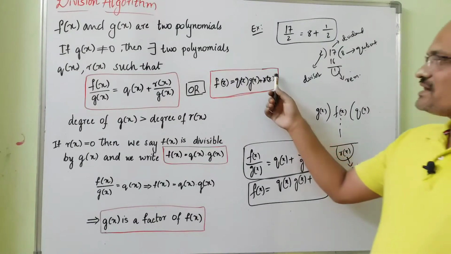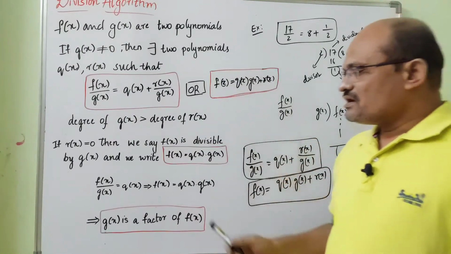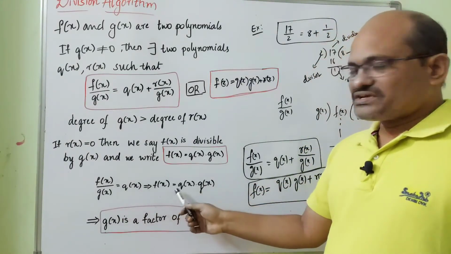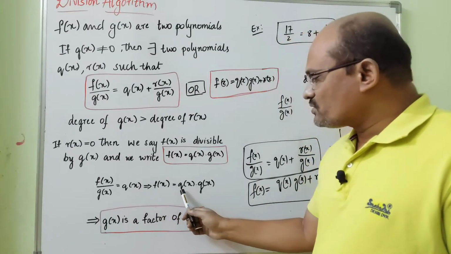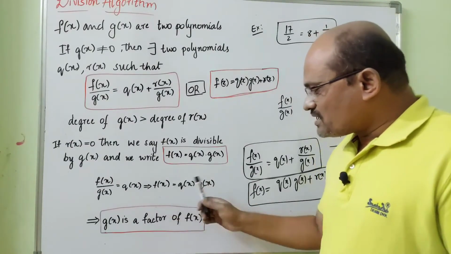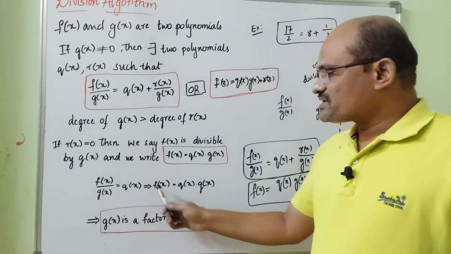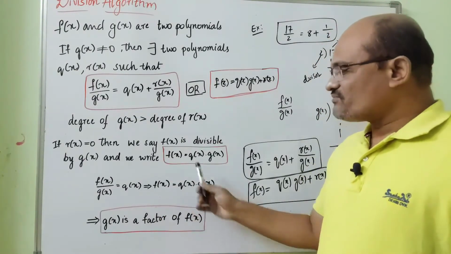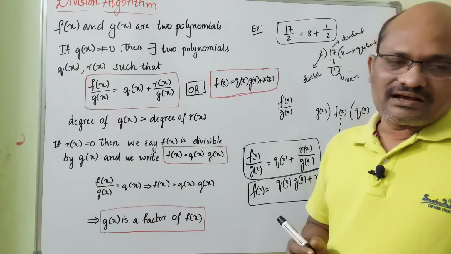In this case, what do we write? Remainder is 0 means f of x equals q of x into g of x. Students, now what does it become? G of x becomes a factor of f of x. G of x is a factor of f of x, and of course q of x is also a factor of f of x. This is called the division algorithm.